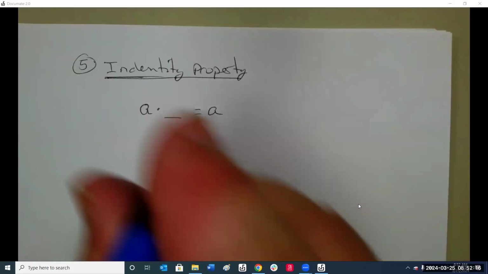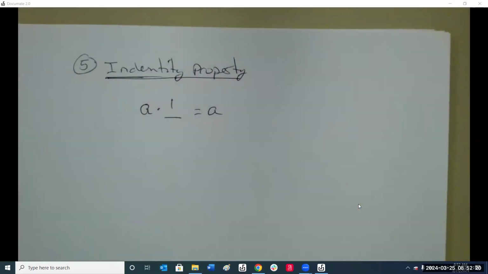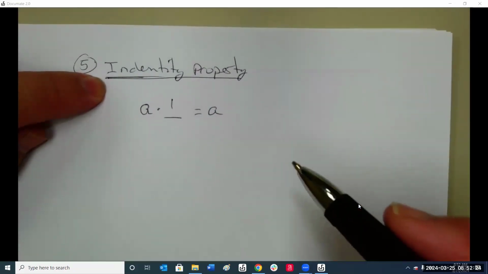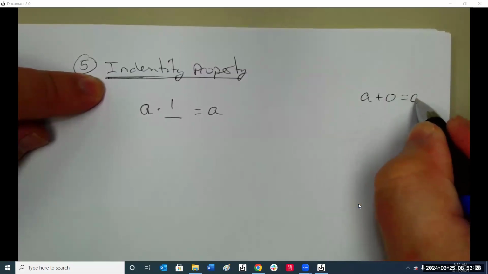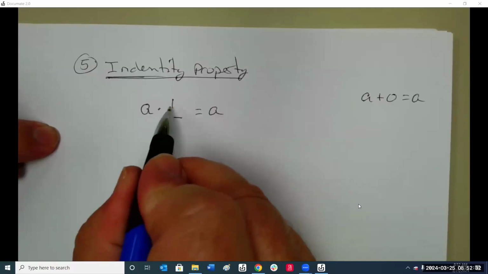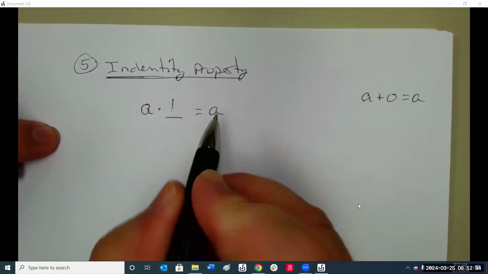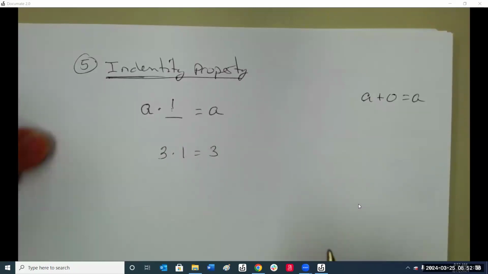1. So the multiplication, it's 1. We learned earlier in addition, the identity property of addition is 0. A plus 0 is A. Now in multiplication, anytime you multiply by 1, it's itself. So 3 times 1 is 3.